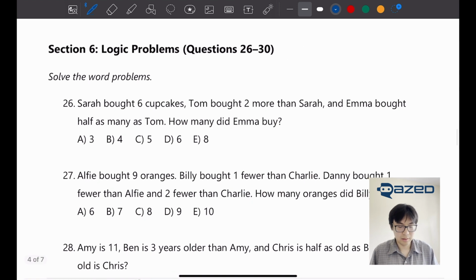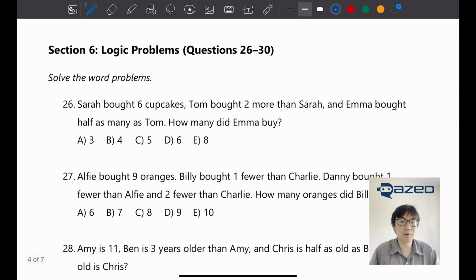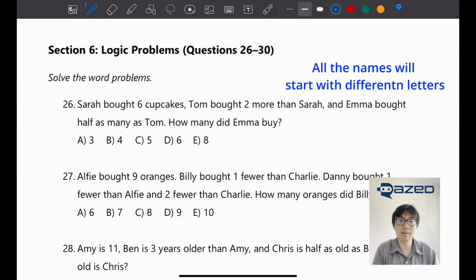Cool. Section 6, we're going to look at some logic problems. These ones seem quite hard, but once you list out all the information you have, and you can do these mini formulas, you get it very quickly. So they always give you names that don't start with the same letter, so you can code them up. So Sarah, Tom, Emma.